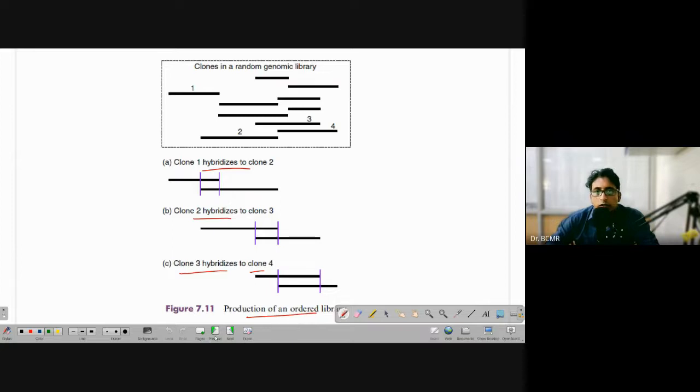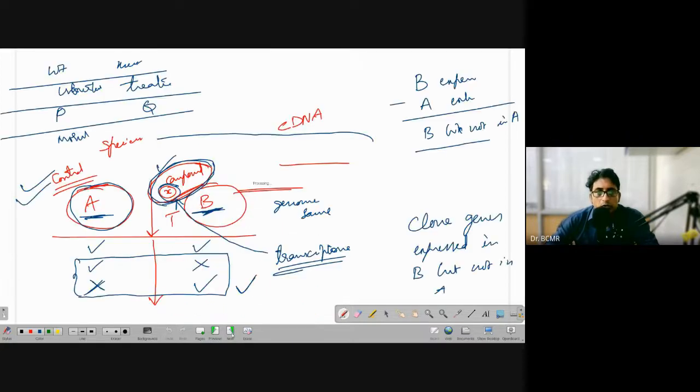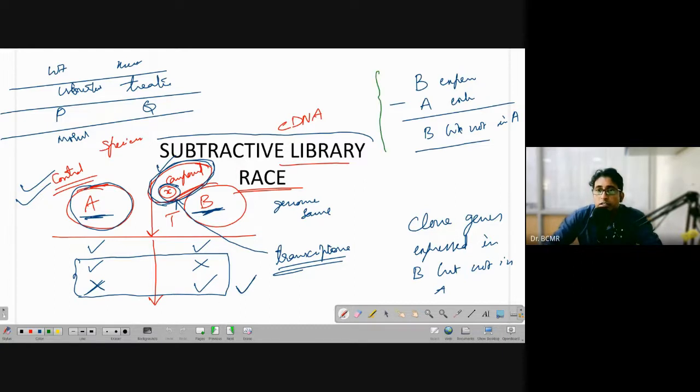Then we also discussed subtractive hybridization. Subtractive hybridization is about subtracting the transcriptome of one cell from that of another sample, from one sample to the other sample. It is about finding out the genes that are expressed in the test and those that are not expressed in the control.